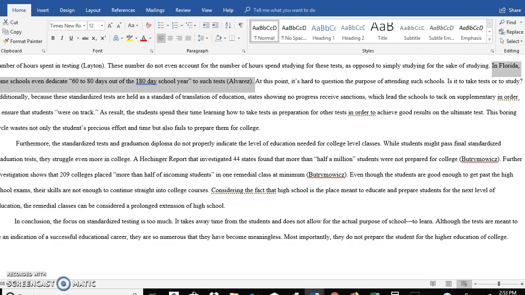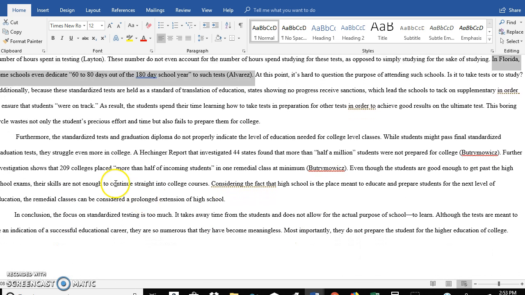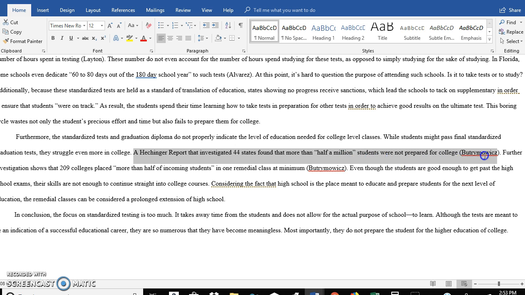Let me give you another example of what this student did. This student said, a Hechinger report that investigated 44 states found that more than 500,000 students were not prepared for college. These were not her words, so she, again, cited the last name of the author. If there was a page number, there would be a page number there.